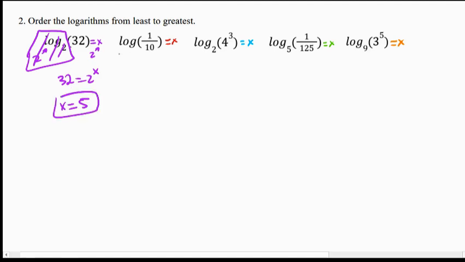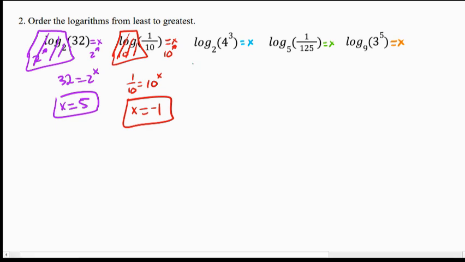Second one here, same idea. I have a base of 10, so I'm going to raise both sides to the exponent with 10 as the base. And I know from my properties of exponents that if I raise something to the power of -1, then that will take the reciprocal of that. So my second one is x equals -1.